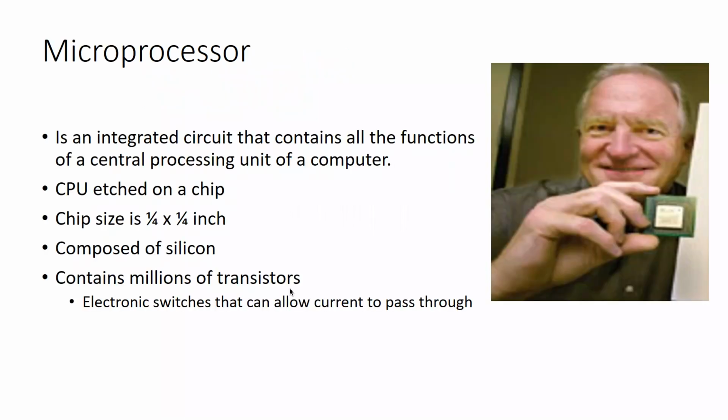So all these are blackboard areas. So what is a microprocessor? It's an integrated circuit that contains all the functions of the central processing unit of the computer, and that is what makes up the CPU. So they contain things like millions of transistors combined together that allows current to pass through them.